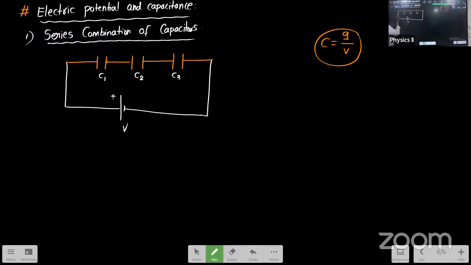So what will happen? The charge will flow. The charge will flow through these capacitors. As the capacitors are connected in series, the same charge will be flowing through all these capacitors. Same amount of charge will be flowing through C1, the same through C2, and the same through C3.